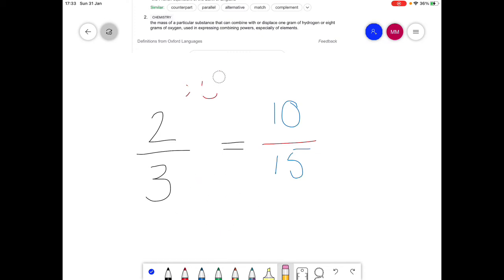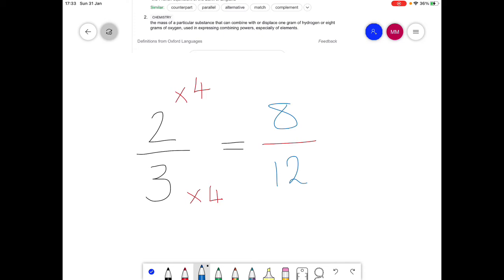Now, like I say, I could multiply that really by any number that I wanted. So I tried 5, let's try another one. If I wanted to multiply that by 4, for example, 2 times 4 is 8, 3 times 4 is 12. 2/3 is equal to 8/12. These are equivalent fractions. Why don't I go back to my fraction wall and see if that's right?